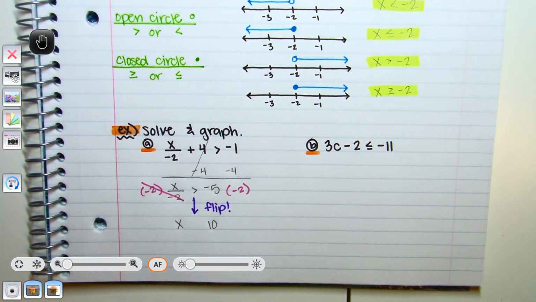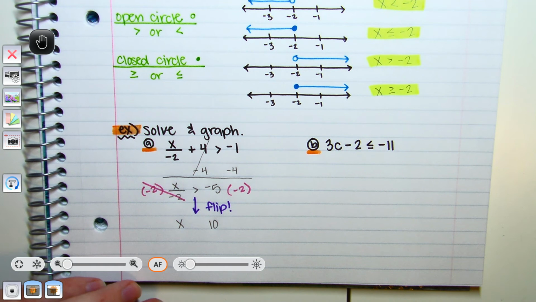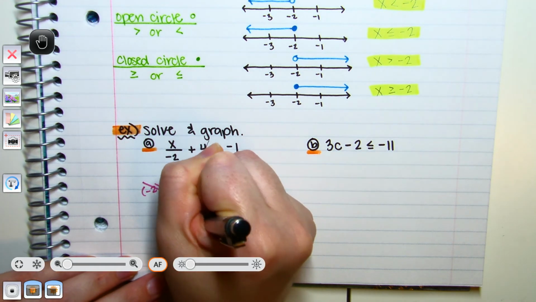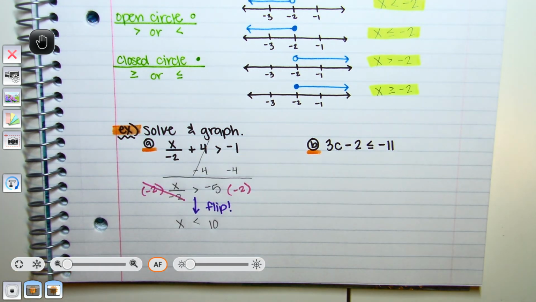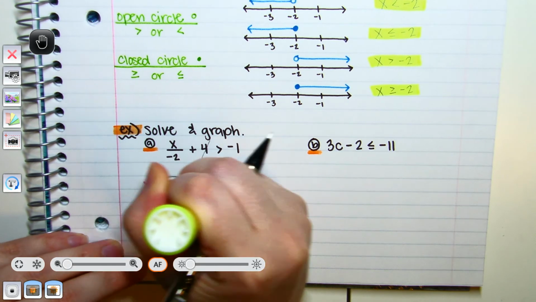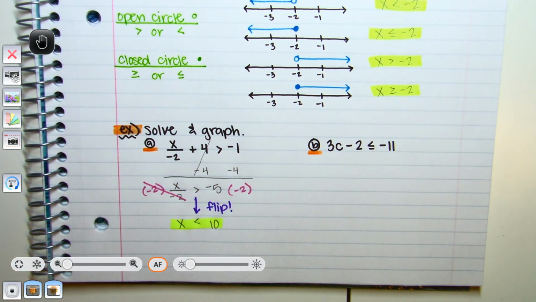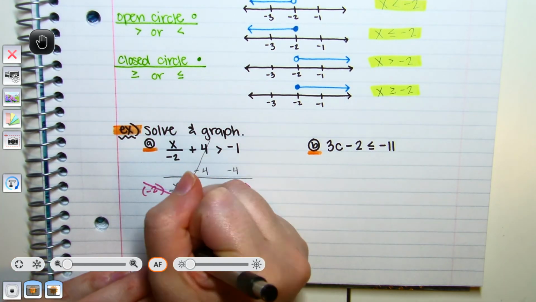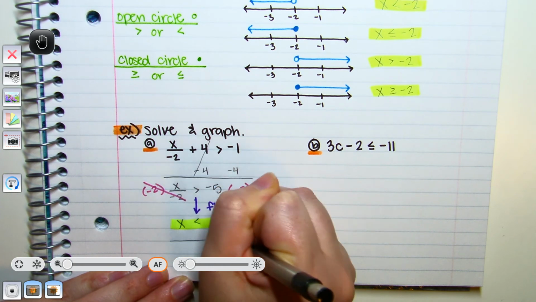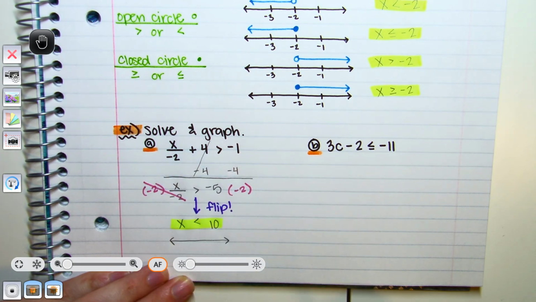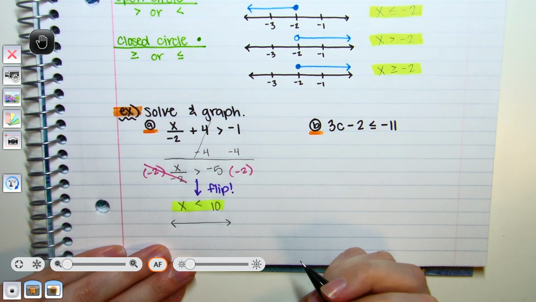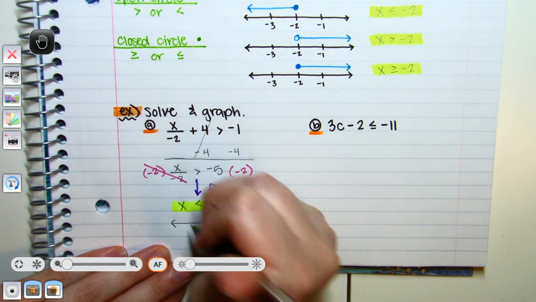So now instead of being greater than, my sign is going to flip and now be less than. So that takes care of the solving, but the example still asks us to graph this. So I'm going to draw my number line. Now when I graph this, please don't fill out tons and tons of numbers on this number line.